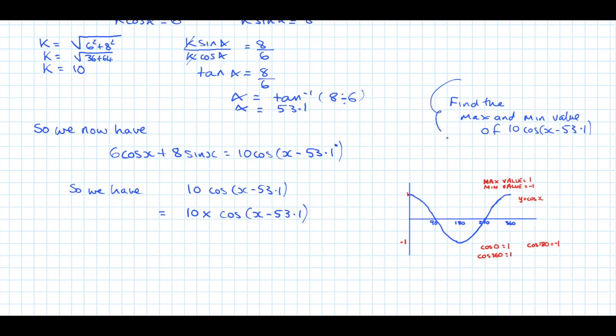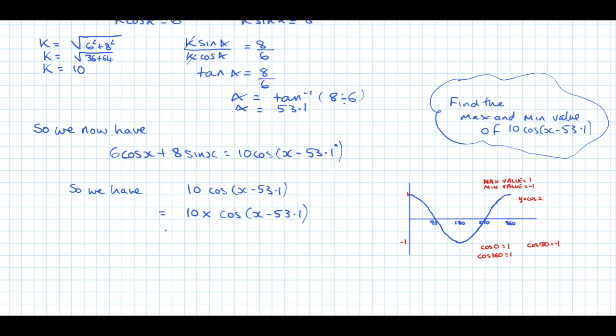So our first stage was to write it as k cos x minus alpha, and we've done that. So this is 10 times the cosine of an angle. And 10 is a constant. The only thing that changes, the variable here, is the value of cos x minus 53.1. 10 times the cosine of some angle. Now I've sketched the cosine graph here, which you should be very familiar with, and let's look at when it has its maximum value we know is 1, its minimum value is -1.